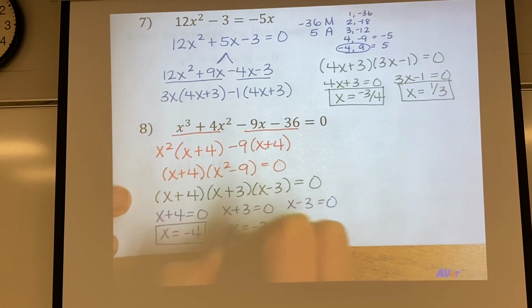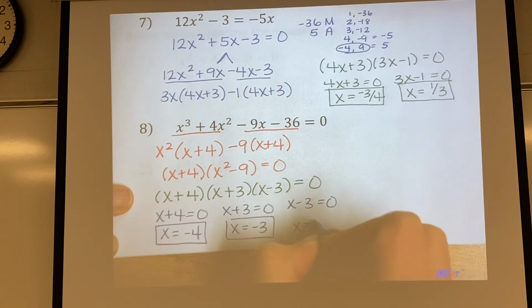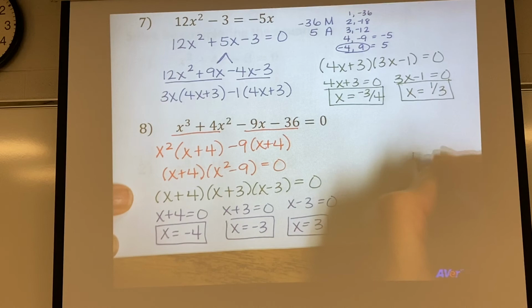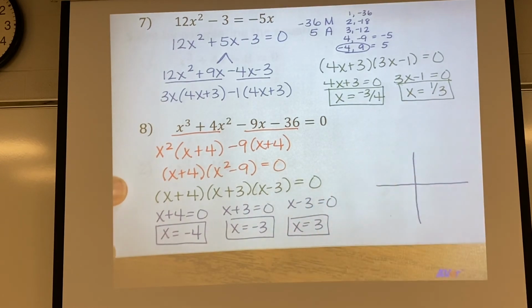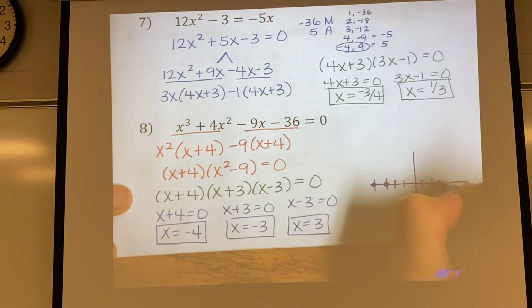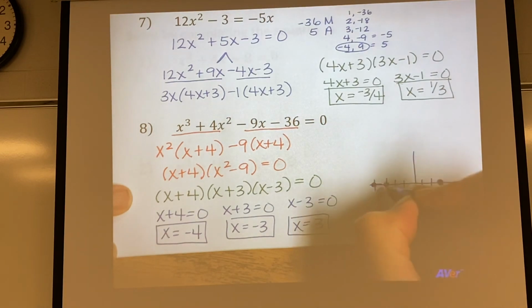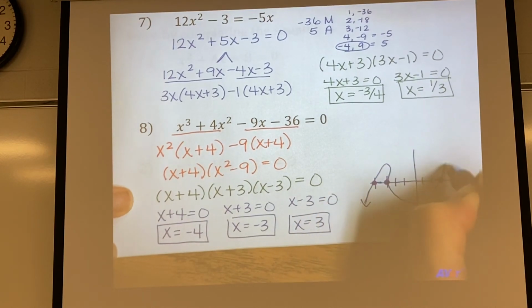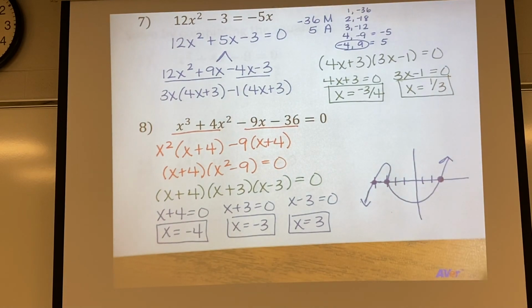-4, -3, and 3. And then just as a visual reminder of what it is that we're solving or finding here, -3 and 4 on our x-axis, and then +3. Those are the 3 places our graph is crossing. So this is a graph that looks like that-ish. Not the best drawing, but you get the idea. So those are the 3 different places that it is crossing, and those are the answers that we found to tell us where those x-intercepts are.